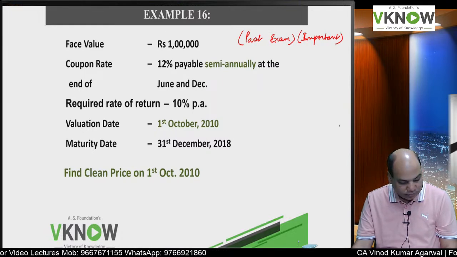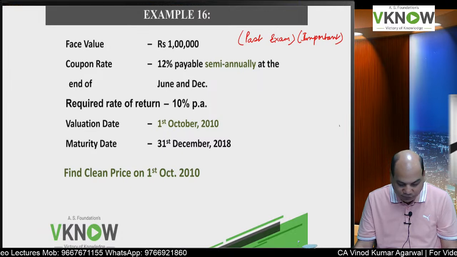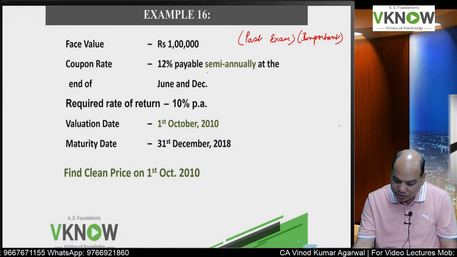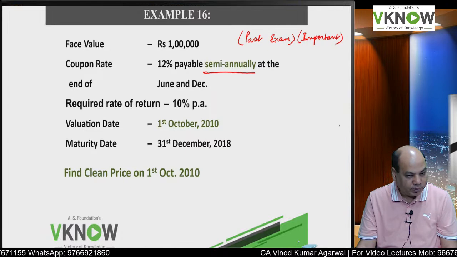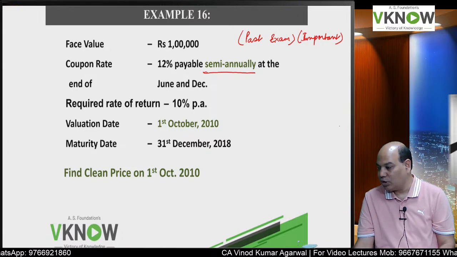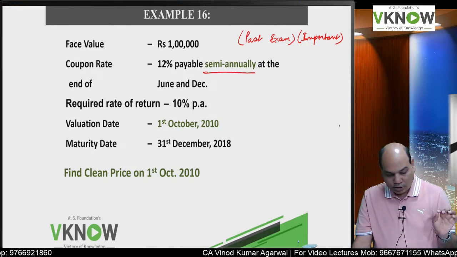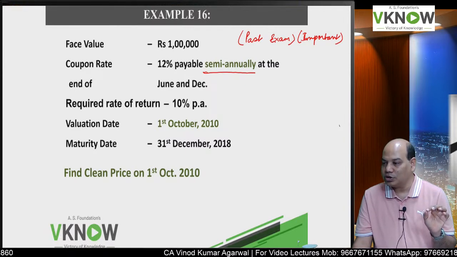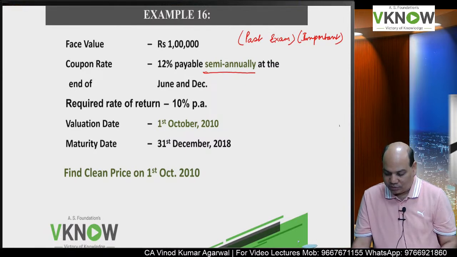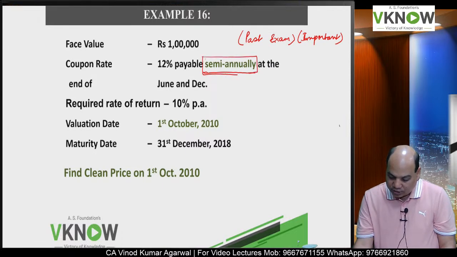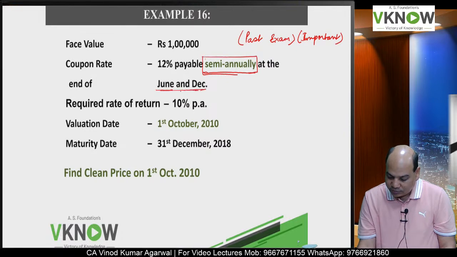Consider a bond with the following features. Face value is rupees 1 lakh. Coupon rate is 12% payable semi-annually. Question number 15 was where interest was payable annually. So I have taken two examples and you will get one of these. Either you will get a question where coupon is paid annually, or you will get a question where coupon is paid semi-annually, means after every 6 months, at the end of June and December.